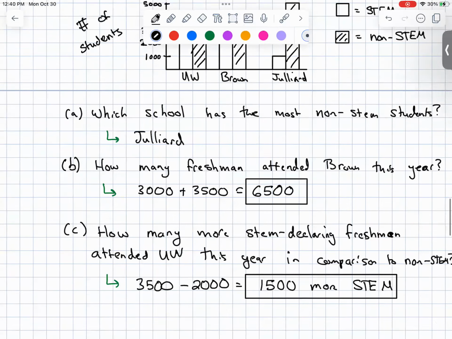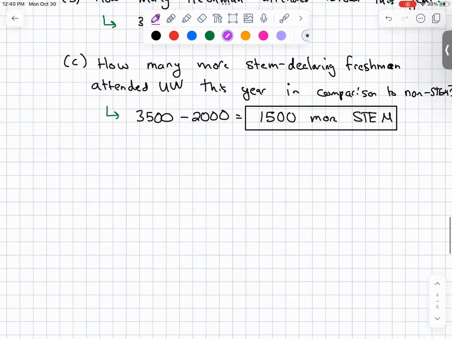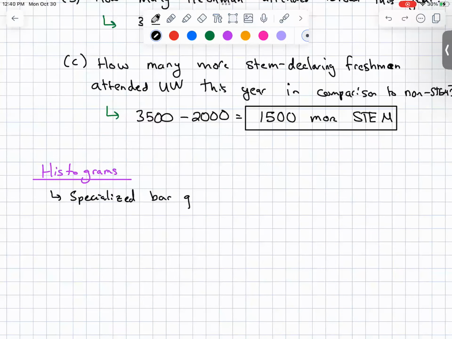The next type of chart that we know about is histograms. A histogram is a specialized bar graph where the categories are, quote unquote, continuous, i.e., related to each other.